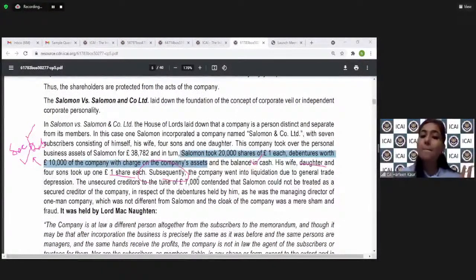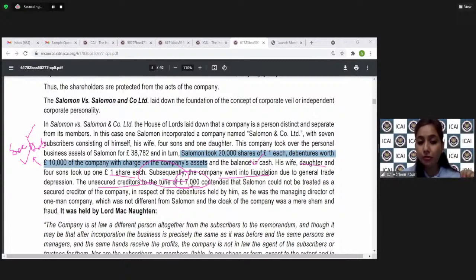Subsequently means later, the company went into liquidation. Because of certain problems in the business, they could not do well. They were into losses. So they went into liquidation, which means the company is now getting wound up. In Hindi, liquidation means the company is now closing down. So when the company was closing down, unsecured creditors were to the tune of 7,000 pounds, meaning we had to pay 7,000 pounds to the unsecured creditors.